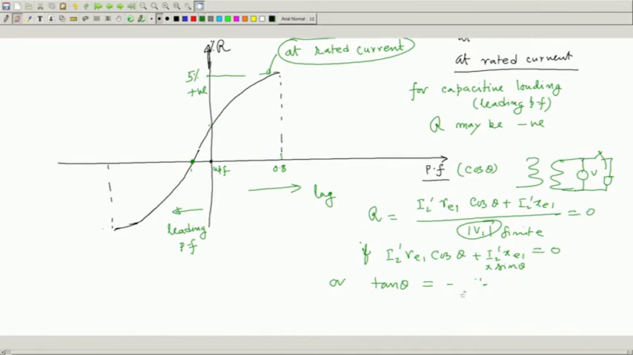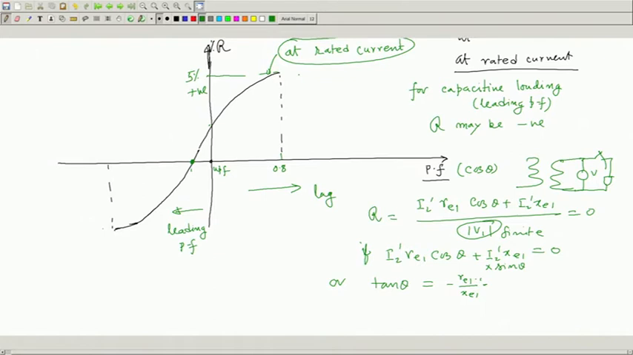That is, sin theta by cos theta is minus R by x. So, it will be R e 1 by x e 1 with a minus sign. So, theta will be negative, indicating it is a leading power factor. Okay. So, it is this point.